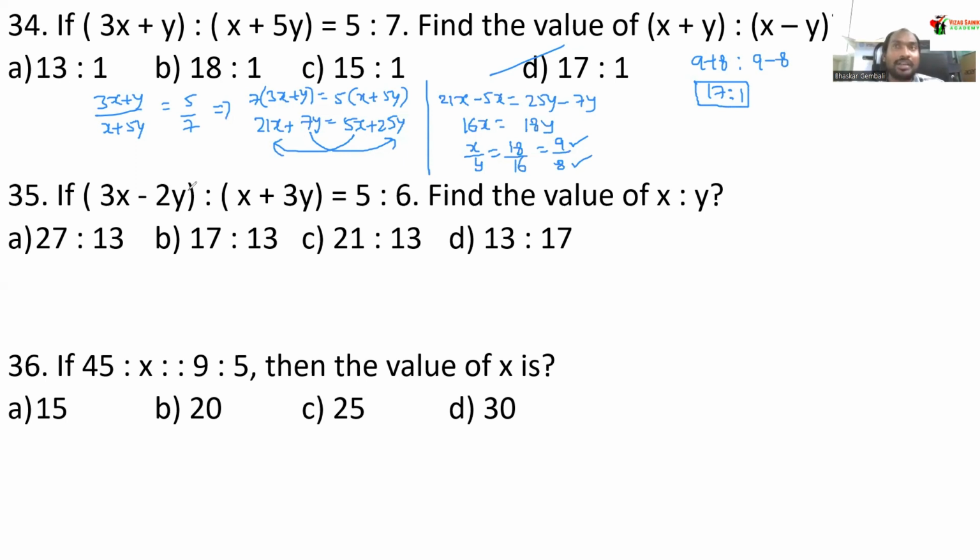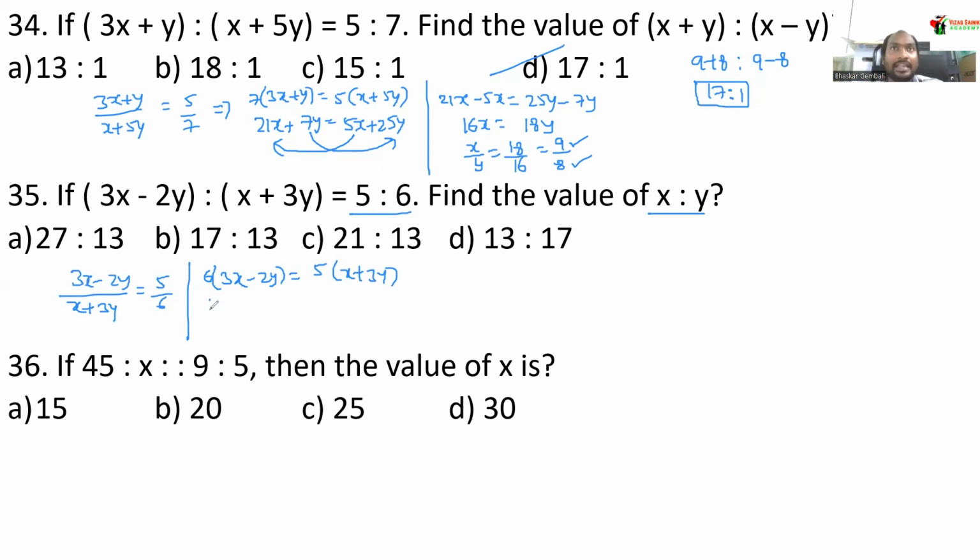Next, 3x minus 2y is to x plus 3y equal to 5 is to 6. Now find the value of x is to y. Same like the previous question. So what do we do? 3x minus 2y by x plus 3y equal to 5 by 6. Simply cross multiply. What comes when we cross multiply: 6 into 3x minus 2y equal to 5 into x plus 3y.